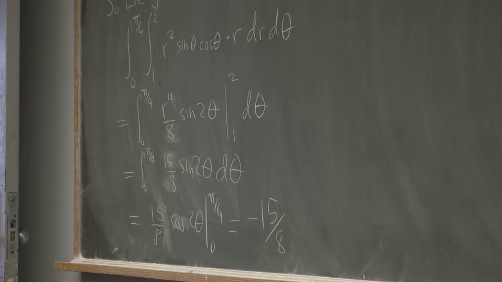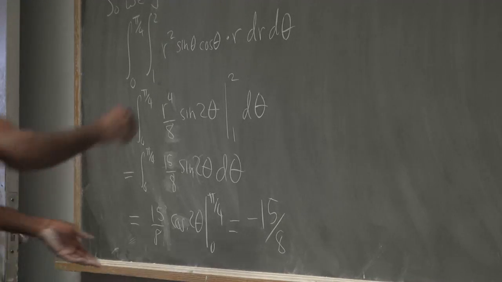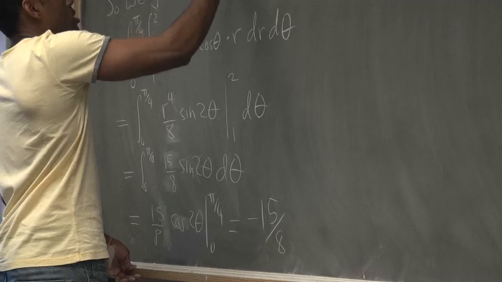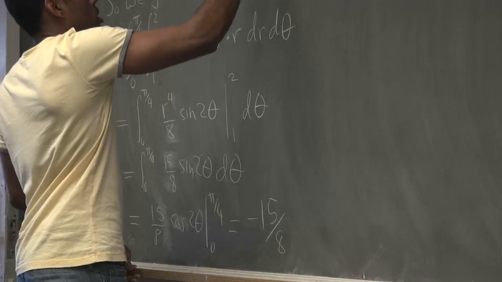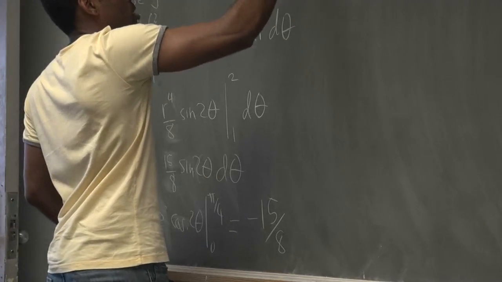Where did you get the theta from? Sine 2 theta over cosine 2 theta. In the second term, R to the 4th, where did you get the 8 from? Shouldn't that be R to the 4th over 4? No, you do the integral for the sine 2 theta. I use that sine theta cosine theta is actually a half sine 2 theta.